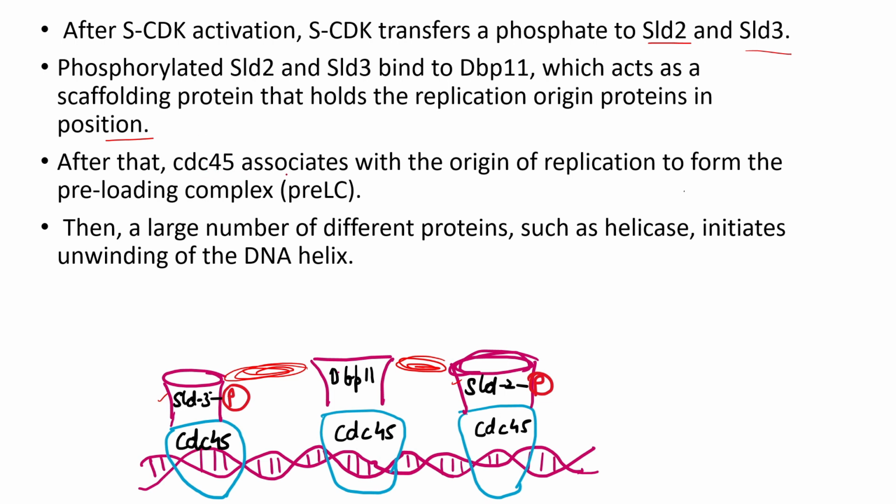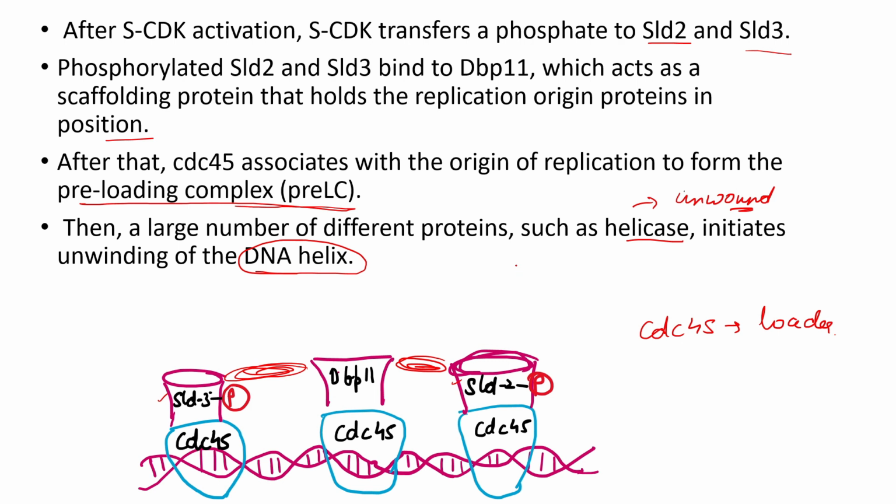After that, CDC45 associates with the origin of replication to form the preloading complex, pre-LC. So CDC45 is working as a preloader. Then a large number of different proteins, such as helicase, initiate unwinding of the DNA helix. Now what does helicase do? It unwinds the DNA helix so that the replication could move further.